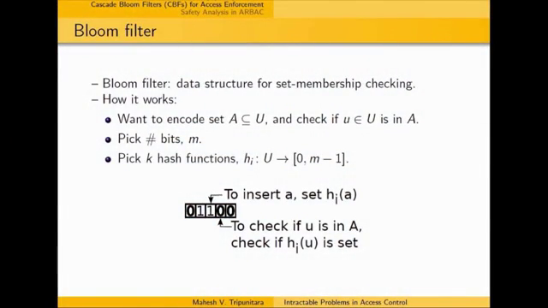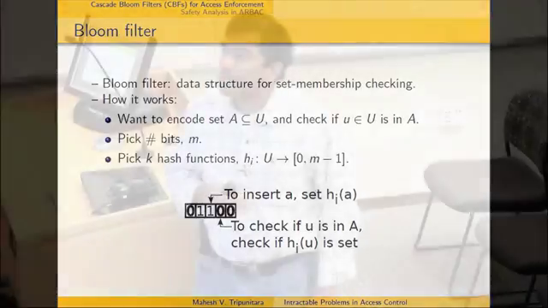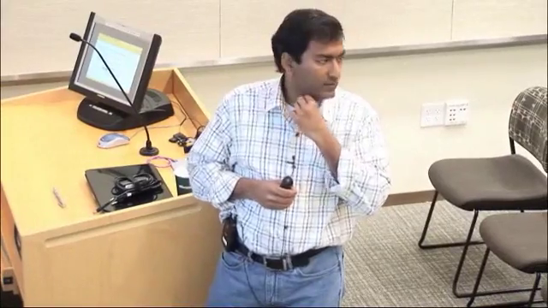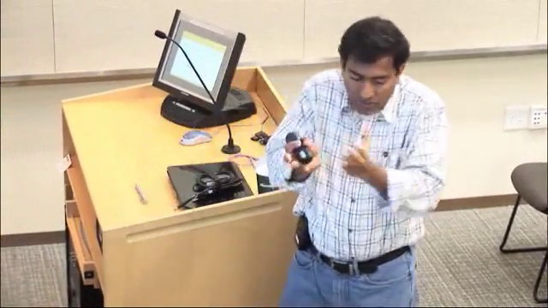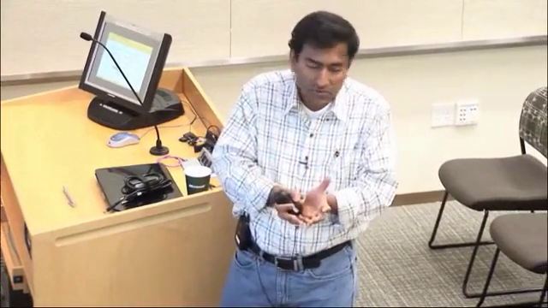So here's a data structure that's a candidate. It's called a Bloom filter. It was originally proposed for set membership checking. The way it works is, we want to encode a set A, which is a subset of a universe U. So we first encode the set A in this data structure.